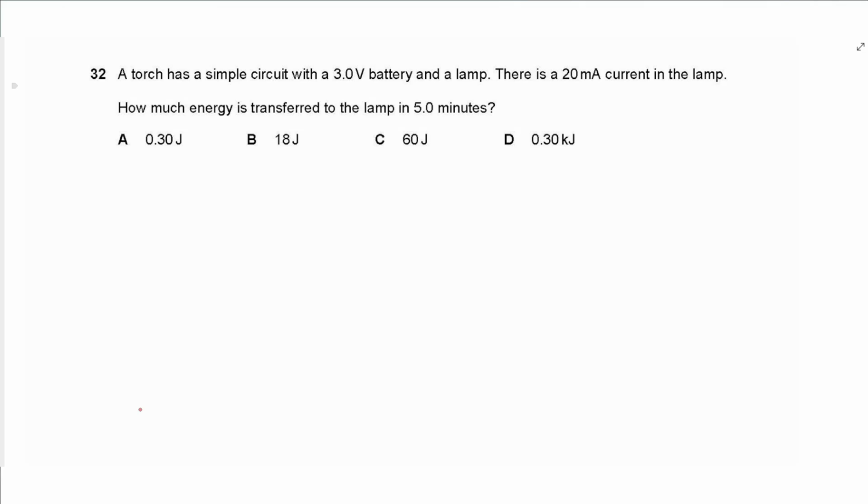There is a 20 milliampere current in the lamp. How much energy is transferred to the lamp in 5 minutes? So energy is equal to VIT, so we multiply the voltage 3 by the current 20 milli times 10 to the power of negative 3. Then you multiply by the time, which is 5 minutes, but to convert it to seconds, we multiply by 60. That gives an answer of 18 joules, so we choose B.